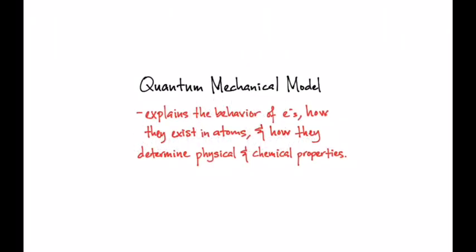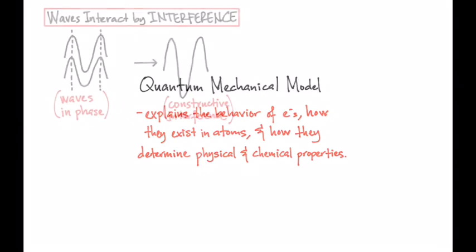The quantum mechanical model of the atom is a more complete model compared to Bohr's model of the atom. The quantum mechanical model can explain the behavior of electrons, how they exist in atoms, and how they determine physical and chemical properties. And this is the main topic of the second part of this chapter.